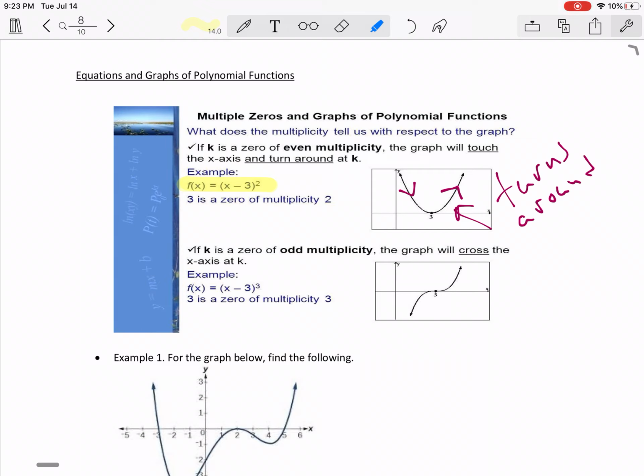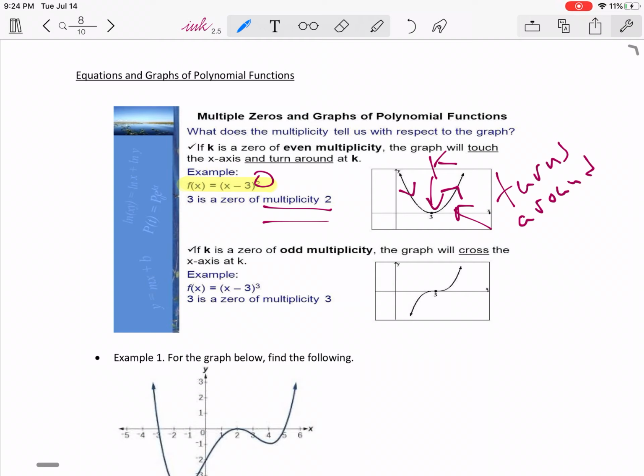So when we talk about multiplicity, what we're referring to is the exponent. So you see how the exponent here is 2, right? So that's what we call the multiplicity 2, and that would be even. So when you have even multiplicity and the 3 here is your k value, that would be the k value right there. Then what happens is the function turns around.